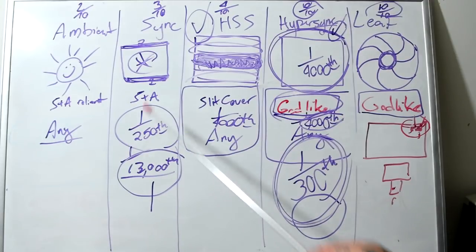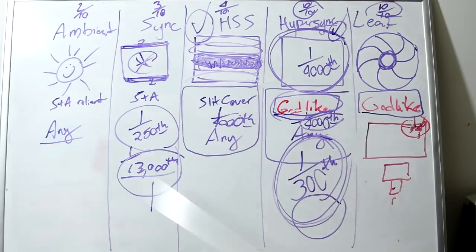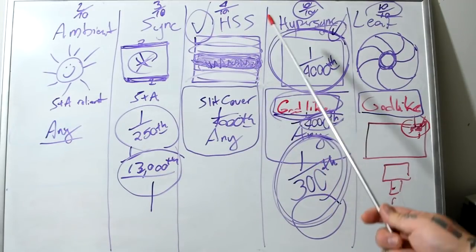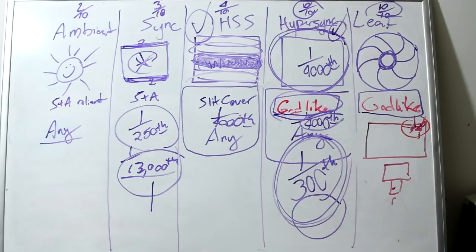But we've got ambient, and sync, which is timing. This is where the first curtain is dropped and the sensor is completely exposed before the second curtain starts to drop. This is what most people use. And then everybody loves talking about HSS, but HSS sucks hardcore compared to Hypersync. This is where the real action happens.